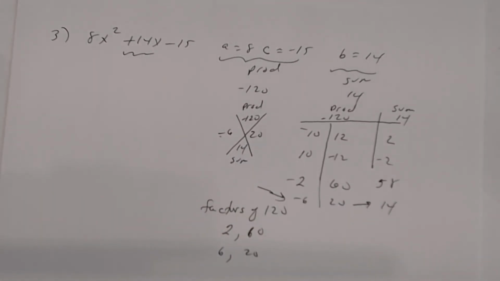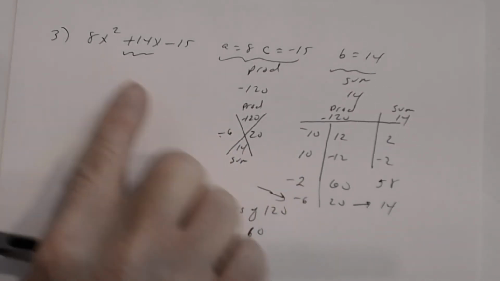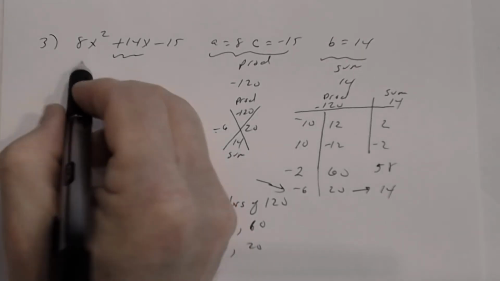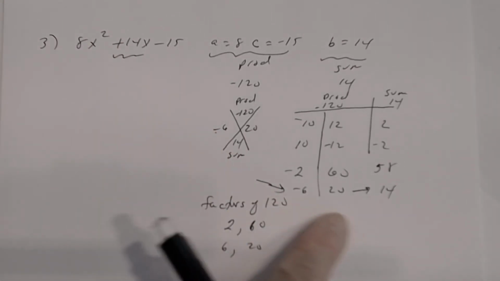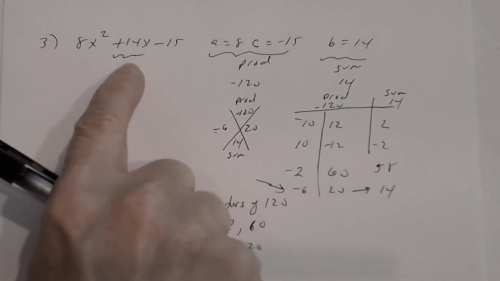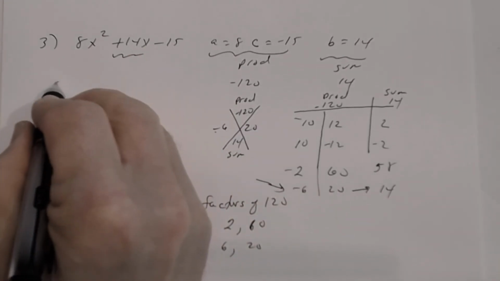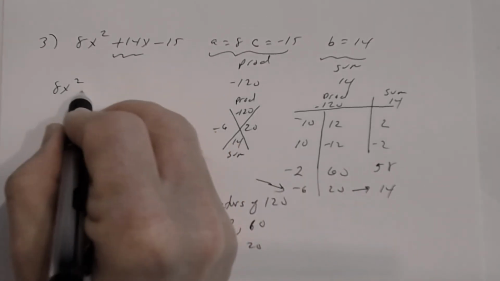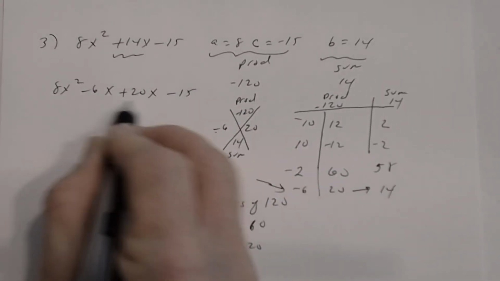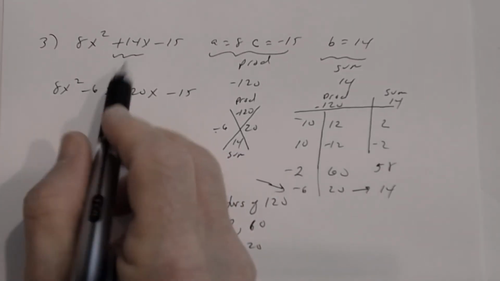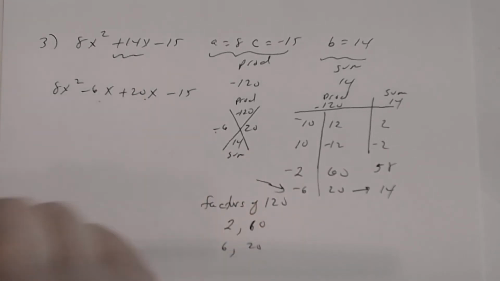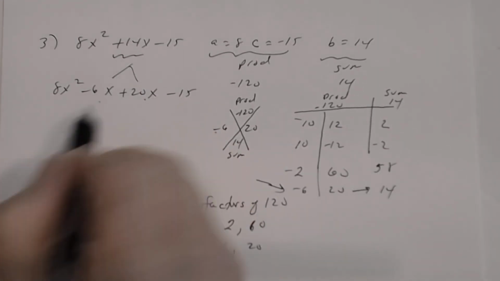Negative 6 and 20. And again, it does not matter when you rewrite this whether you put negative 6 first or 20 first. It does not matter. Okay. So now once you find the two numbers that work, you're going to go ahead and rewrite this term. So I get 8x squared minus 6x plus 20x minus 15. Make sure you put the x's there, okay, because you got to make sure you get that 14x. So negative 6x plus 20x is 14x. Okay, that's what this is.